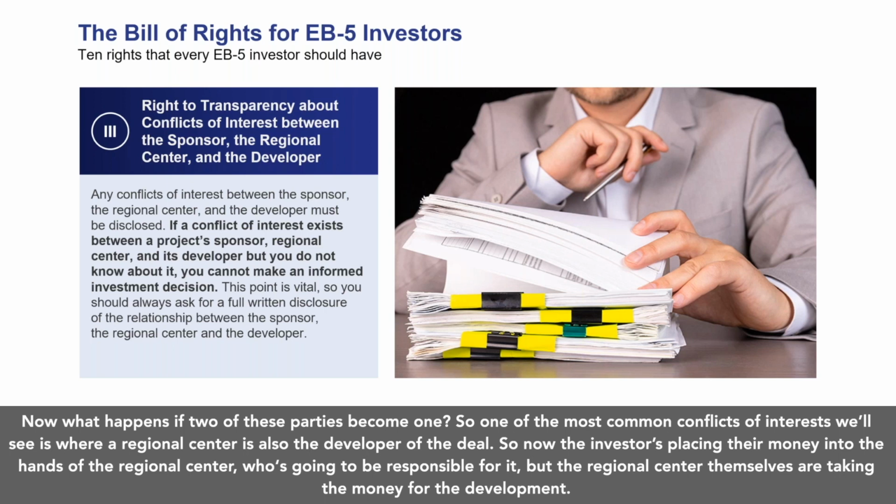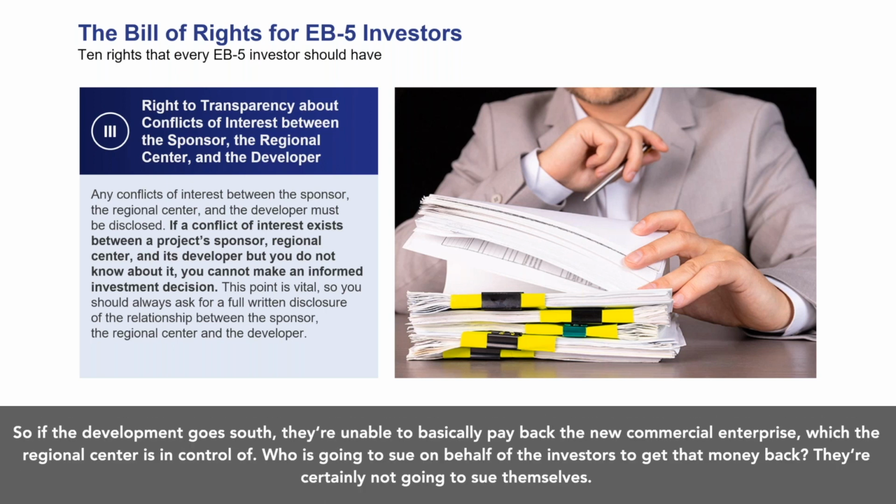One of the most common conflicts of interest we'll see is where a regional center is also the developer of the deal. So now the investor is placing their money into the hands of the regional center, who's going to be responsible for it, but the regional center themselves are taking the money for the development. If the development goes south and they're unable to pay back the new commercial enterprise, which the regional center is in control of, who is going to sue on behalf of the investors to get that money back? They're certainly not going to sue themselves, right?